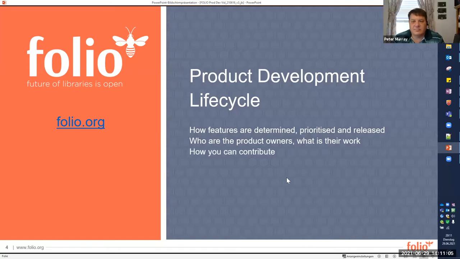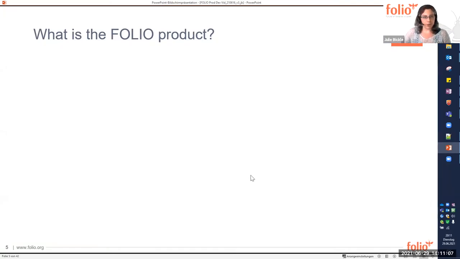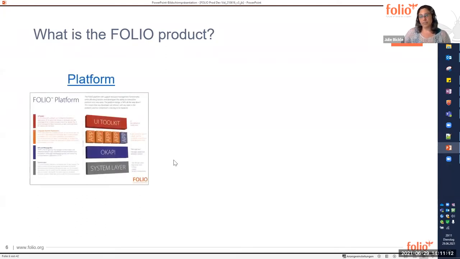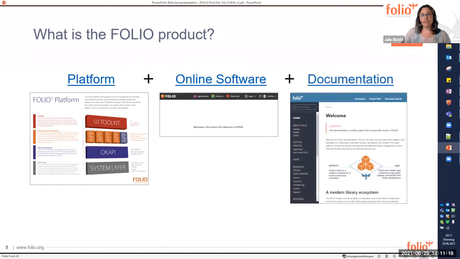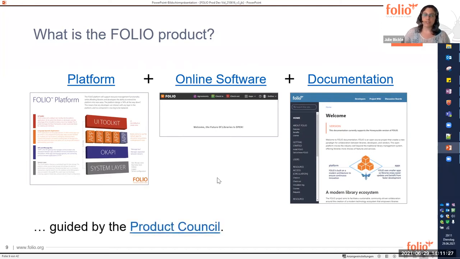So, first of all, what is the FOLIO product? Essentially, it's the library service platform, the online software with all the apps, and the ever-growing documentation about all this. The functional development of the platform is guided by the FOLIO Product Council, who manages the scope of the product and also ensures the relevance, cohesiveness, and transparency of the FOLIO project.